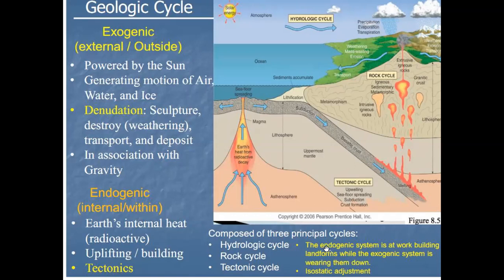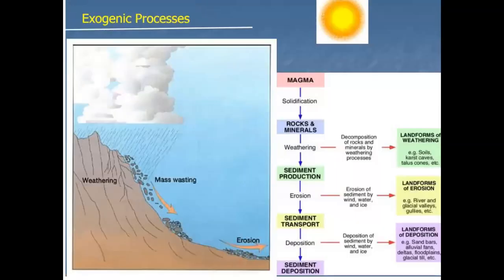So that is why, in the slides, we are arguing that the endogenic system is at work building landforms, while the exogenic system is at work, for example, breaking them down. Eventually, you have this system which is able to be in some kind of equilibrium, whereby you have construction taking place on one side and then you have destruction taking place on the other side.